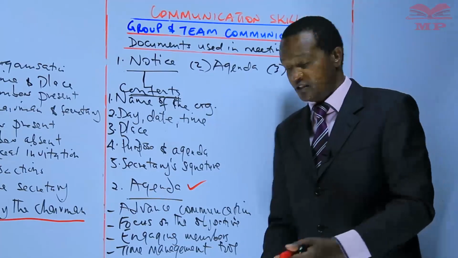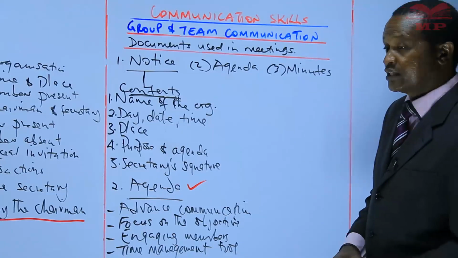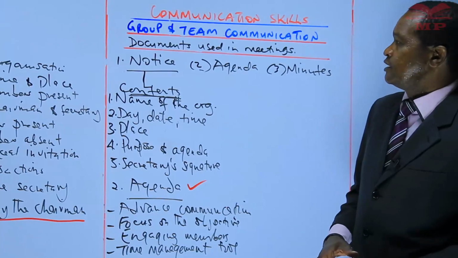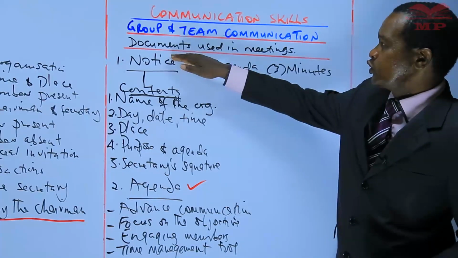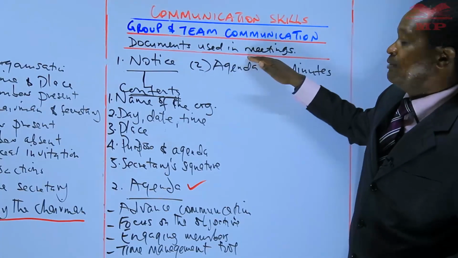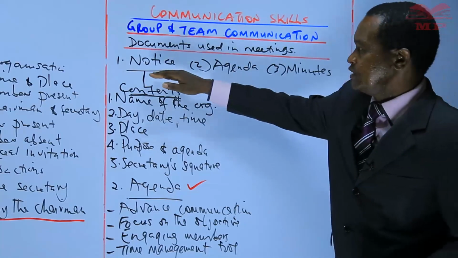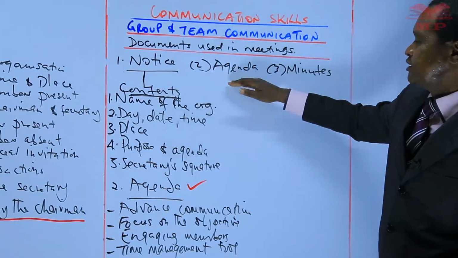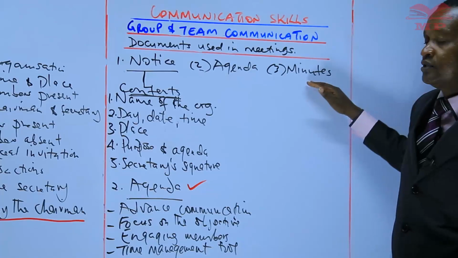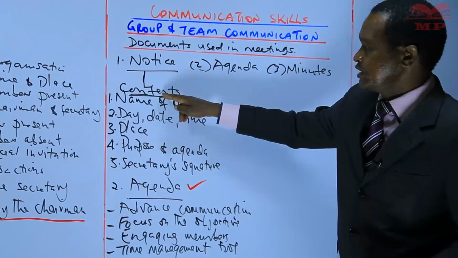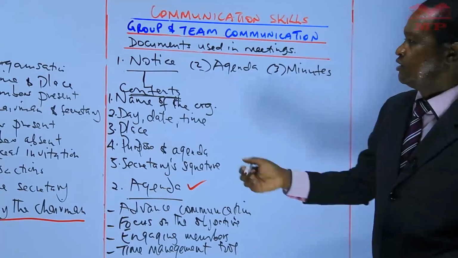And that brings the lesson to an end. We effectively stop on that note. Our today's discussion was on documents that are used in meetings. We identified three documents: notices, we have the agenda, then there is minutes. In this lesson, we outline the contents of a notice.